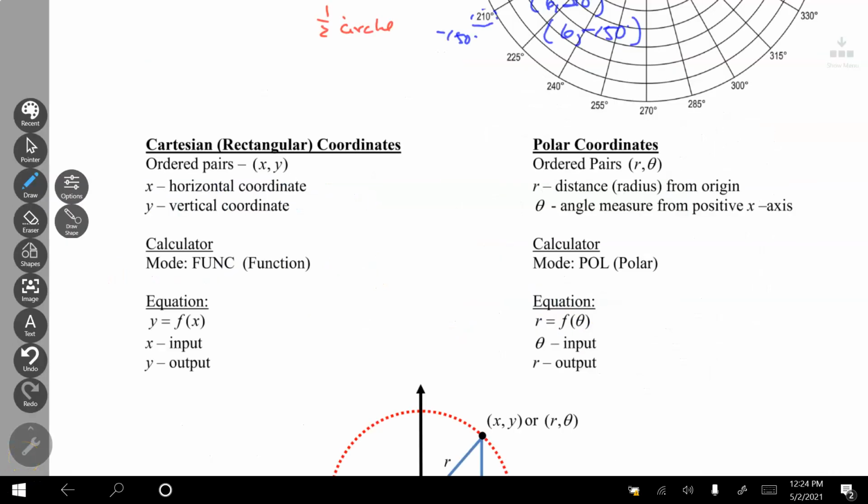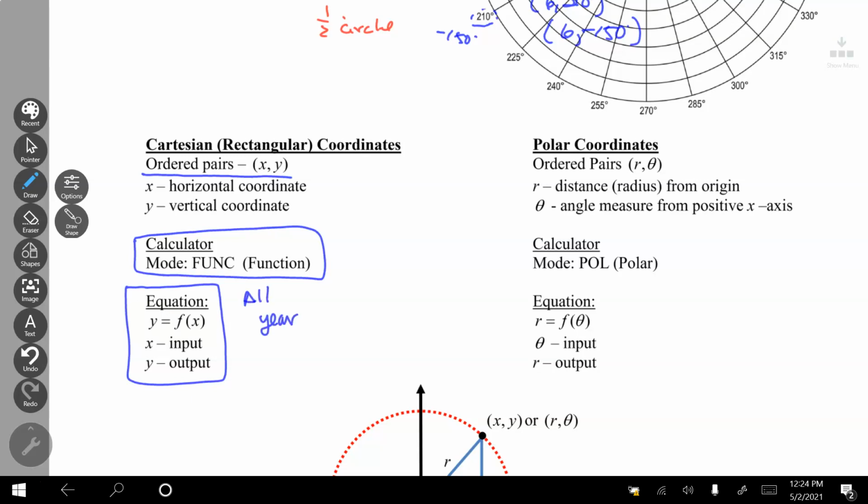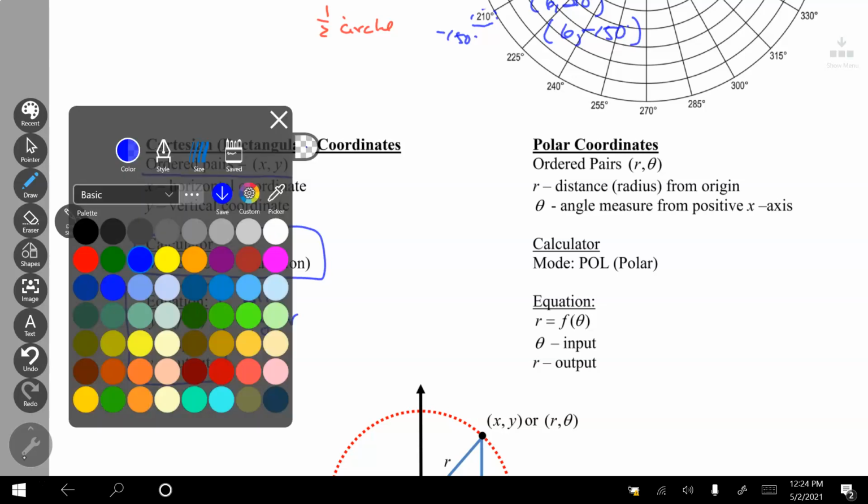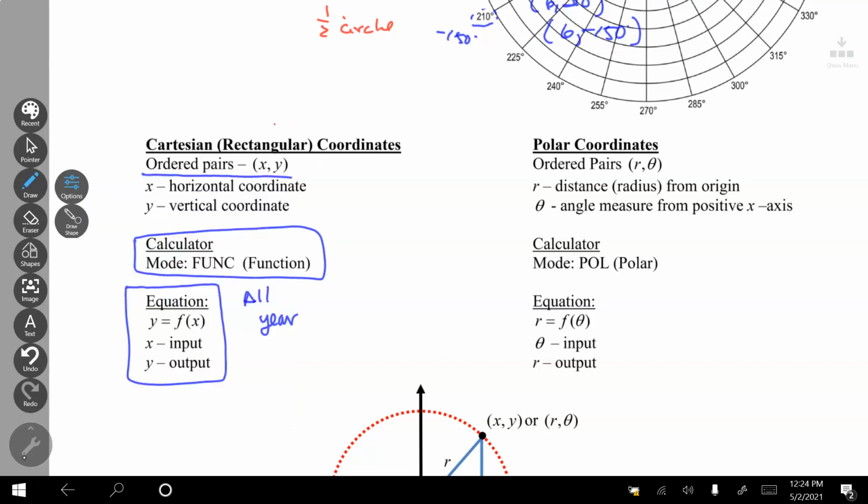So basically all year we've been working in ordered pairs, x's and y's, or the Cartesian plane or rectangular coordinates. And when we've done things in our calculator, we've been in that mode, function mode, and we've been doing y as a function of x, even when we did sequences, even though we could have done something else, but this is fine. Now we're going to change the way we're going to do things.